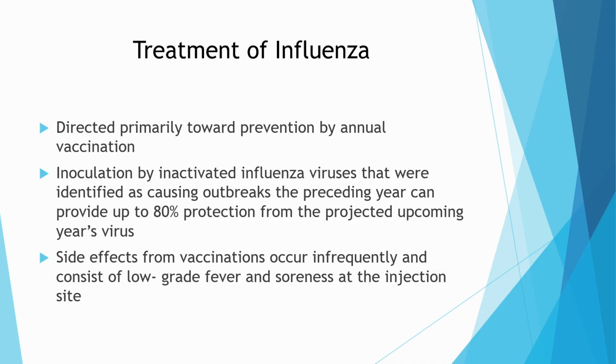So, treatment of influenza. Treatment is directed primarily toward prevention by annual vaccination, inoculation by inactivated influenza viruses that were identified as causing outbreaks the preceding year can provide up to 80% protection from the projected upcoming year's virus. Side effects from vaccination will occur infrequently and consist of low-grade fever and then soreness at the injection site.